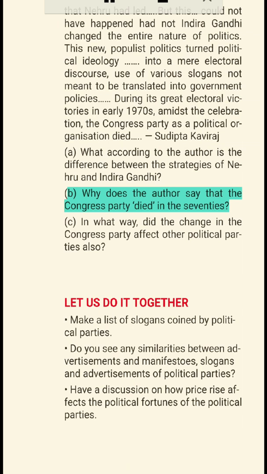Sudipta Kaviraj. A. What, according to the author, is the difference between the strategies of Nehru and Indira Gandhi? B. Why does the author say that the Congress Party died in the 70s? C. In what way did the change in the Congress Party affect other political parties also?